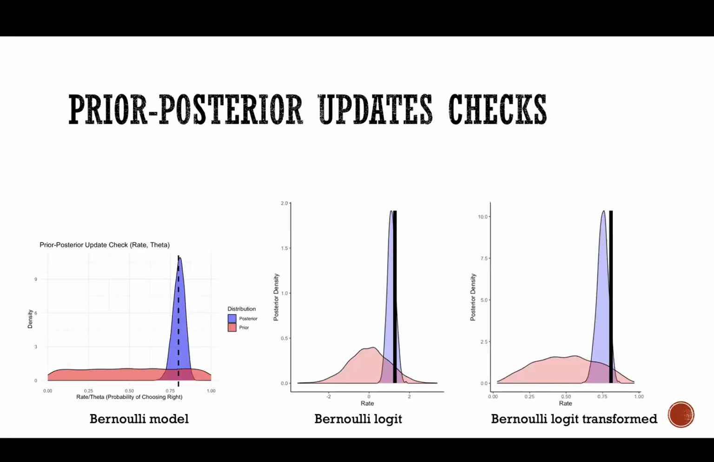We're just going to do it for all our models, right? The Bernoulli model with the beta, the Bernoulli logit on a log-odds scale, and the Bernoulli logit when we transform it, right? They're all giving similar information. You don't want to have these because this is hard to interpret.